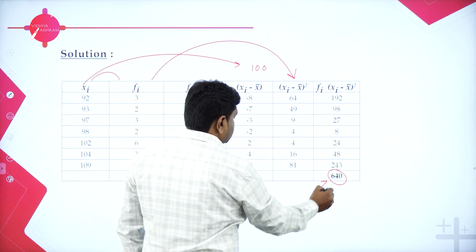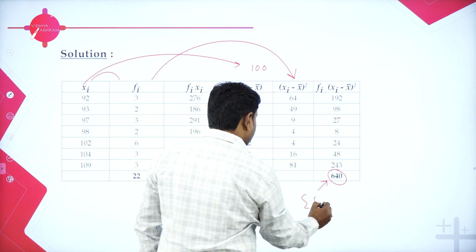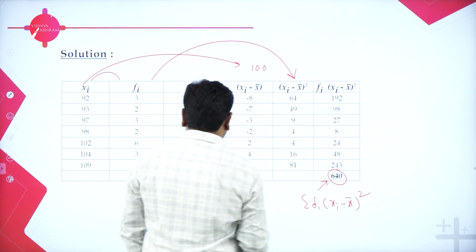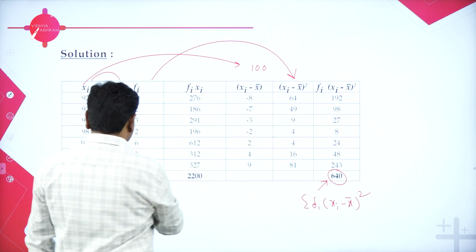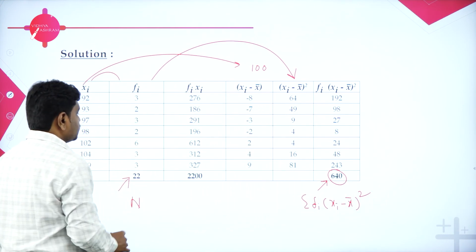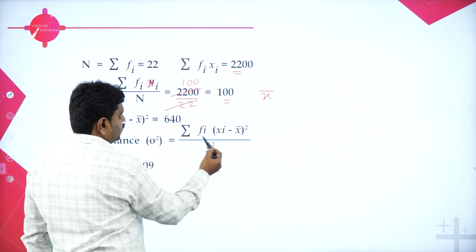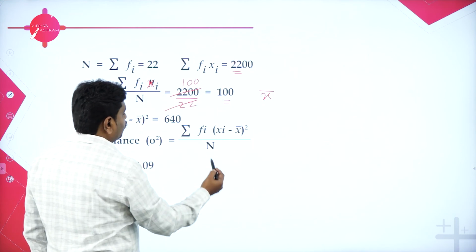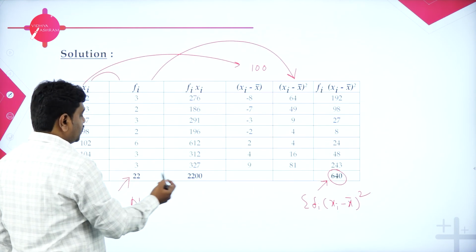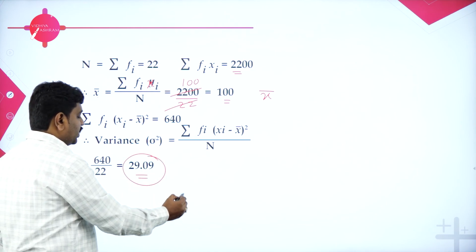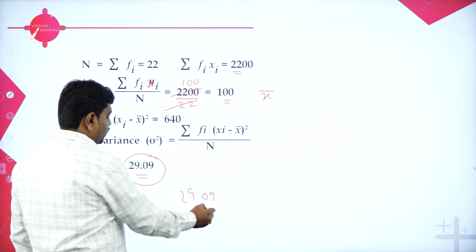This we call sigma fi into xi minus x bar the whole square. And the summation of frequency is n. Substitute in the formula. So what is variance? Sigma fi into xi minus x bar the whole square by n. From the table, the numerator is 640, and n is 22. 640 by 22, if you do, you'll get 29.09. This is the variance.